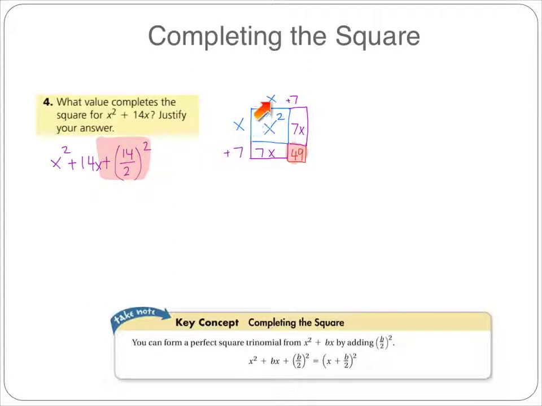I have x times x is x squared. I halve the b term, 7 and 7. What's missing here? 7 times 7 is missing, which is 49. So 49, which is 14 over 2, which is this over 2 squared, is missing, which is 49.